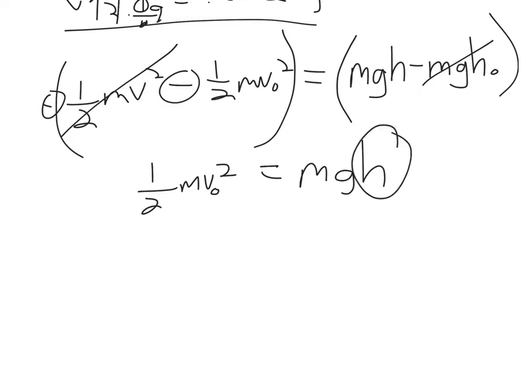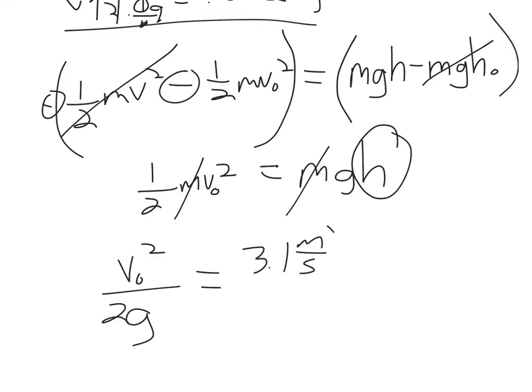Oh look, the mass of the locust doesn't matter. That's fun. So I'm just going to divide by m and g, and I will get v naught squared over 2g as my height. What I'm plugging in, I know v naught was 3.1 meters per second. Square that, divided by 2 times 9.8 meters per second squared.